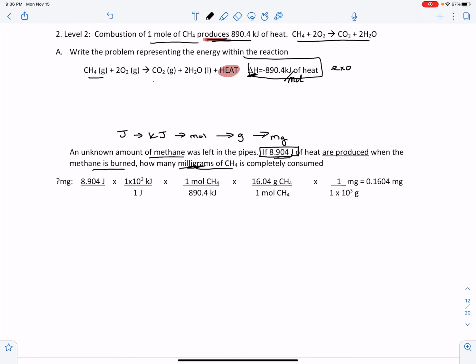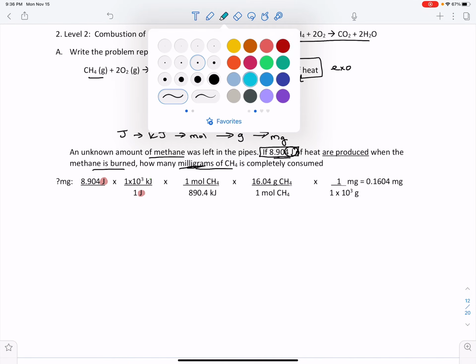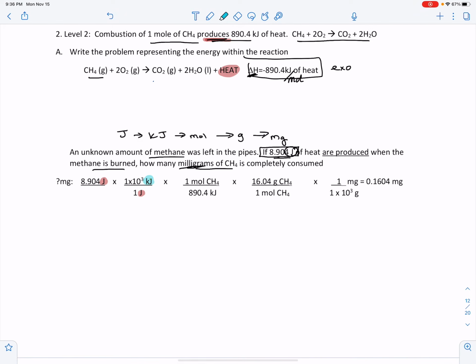So we're starting with the term that has 1 joule. You know, like it doesn't have lots of units. So we got to get it into kilojoules. And the reason we're doing that is because this thing is in kilojoules.